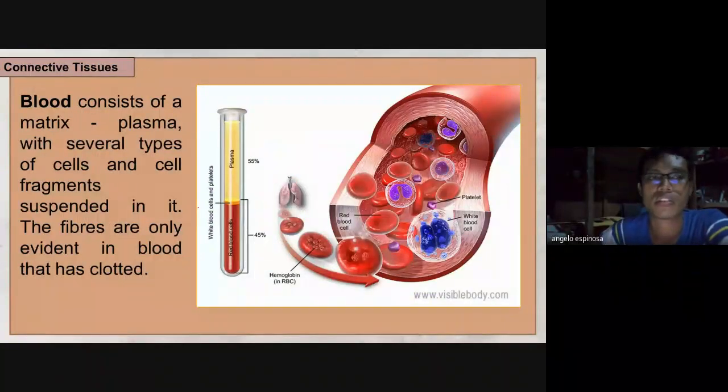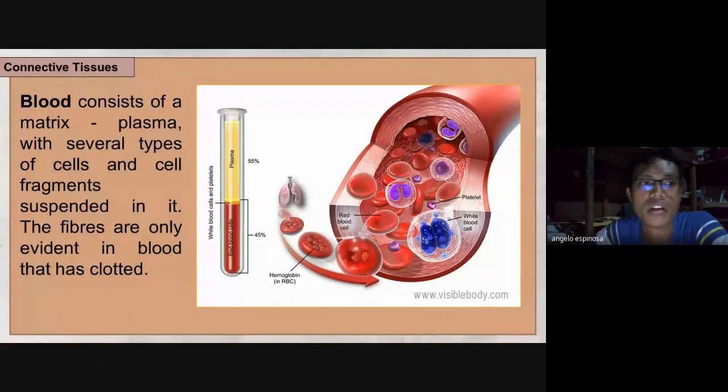There's a lot in the connective tissues. We have blood, no? Blood, there's also connective tissues there, as you can see. Here, this one is connective tissue. Yan, may squamous epithelium, and then we have also connective tissues there. Okay, so consists of matrix plasma. We have several types of cells and cell fragments suspended in it. So we have the fibers that are only evident in blood that has clot. Yan, yung ginagamit talaga for clot yung connective tissues.